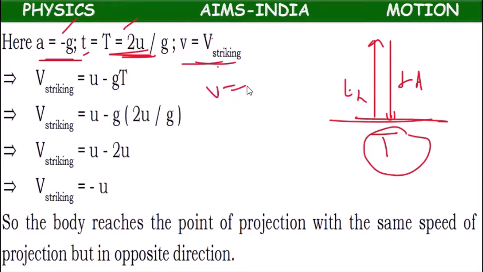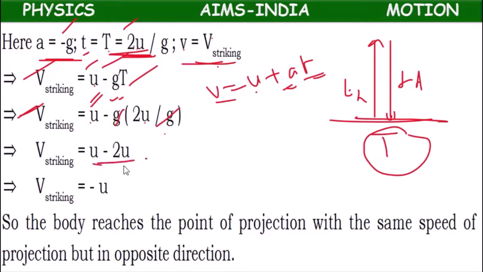In the place of v equal to u plus at: in the place of v we are keeping v striking, in the place of u we are keeping u, in the place of a, minus g, in the place of small t we are keeping capital T, which means time of flight. So v striking, u as it is, g as it is. In the place of time of flight we substitute the formula 2u by g. g gets cancelled. u minus 2u means minus u. So v striking is equal to minus u.